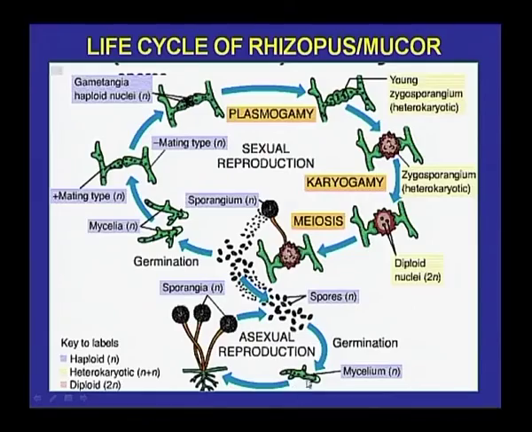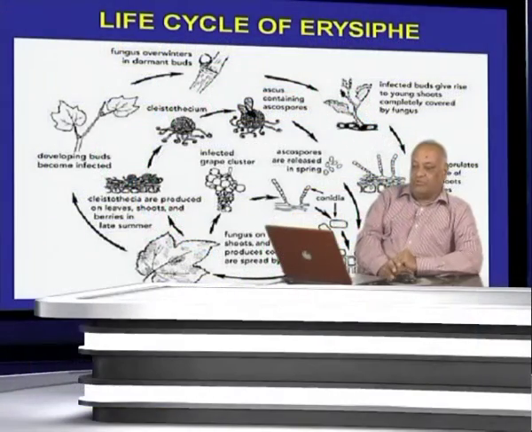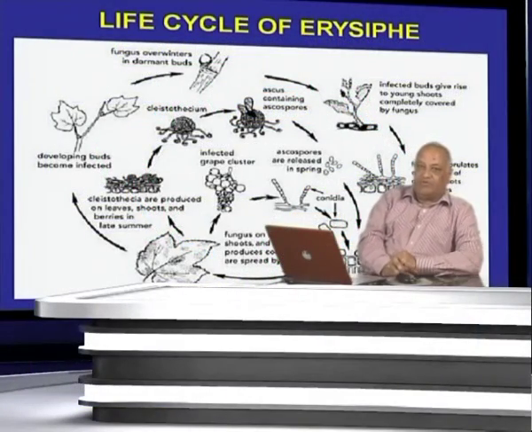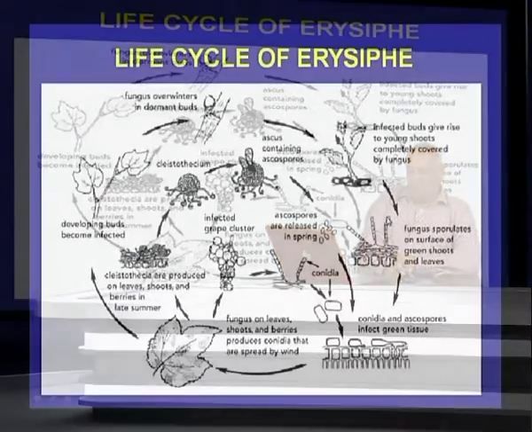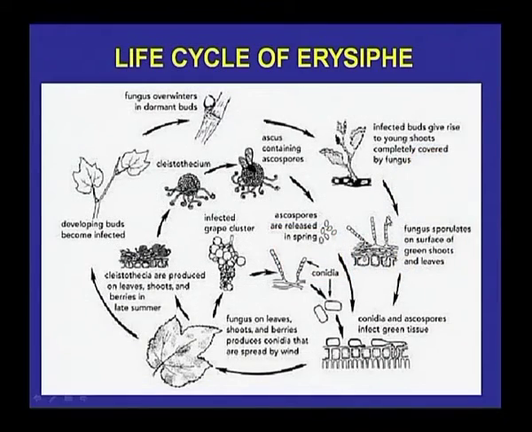Then we come to the life cycle of Erysiphe, which normally causes powdery mildew in plants. Powdery mildew is a very important subject, as it infects so many ornamental as well as commercially and economically important crops in the field also. So, we see here the leaf of grape infected with the powdery mildew fungus.